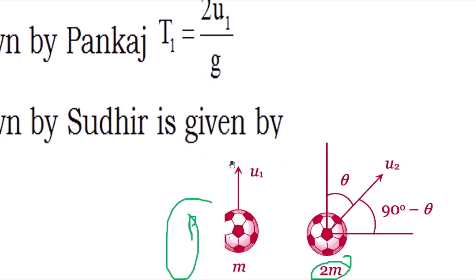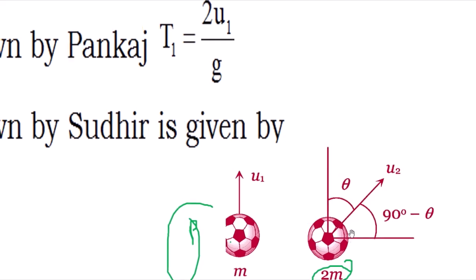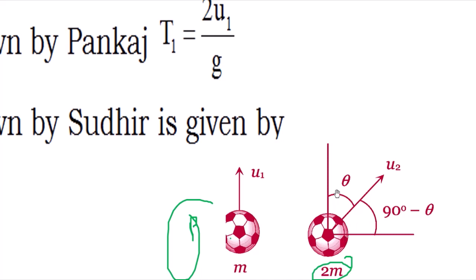Vertically upwards, and Sudhir is throwing his ball with an angle theta with the vertical. So if this is theta, this will become 90 minus theta, because he is throwing with an angle theta with the vertical. Vertical and horizontal angle is 90 degrees. If the above angle is theta, then the below angle will be 90 minus theta.